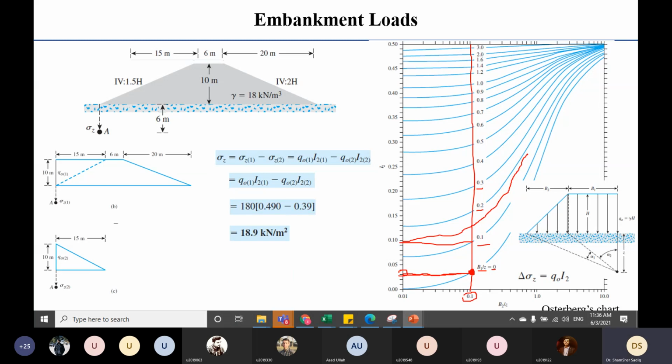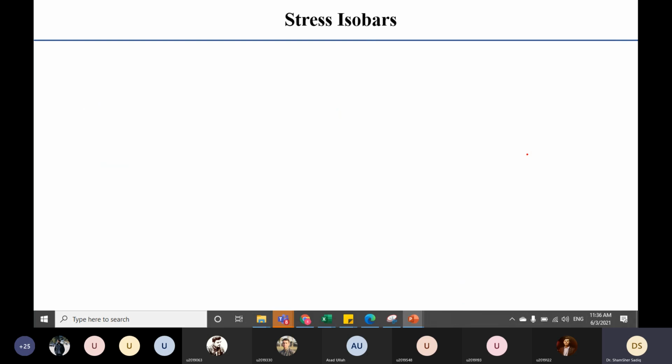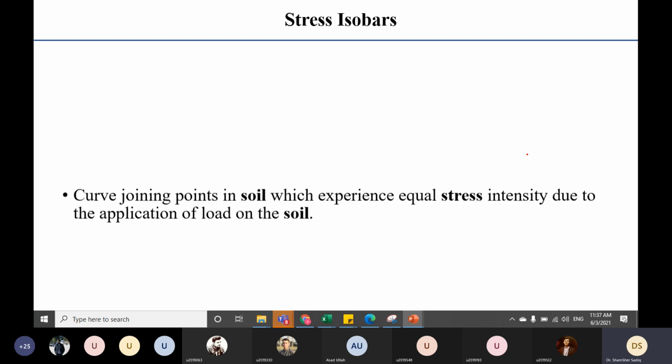Jihad and everyone, I want you to solve all the examples given in the BM Das book related to this Osterberg chart. And if still you have any confusion, you can contact me back. All right, so you learned the approximate method, you learned the Osterberg chart, you learned Newmark chart and how to use that. Still, you need to do practice related to the Newmark chart. Now, let us learn the new chart which are known as isobars.